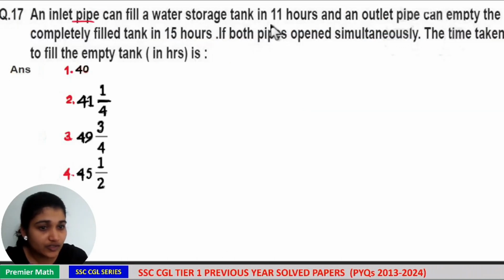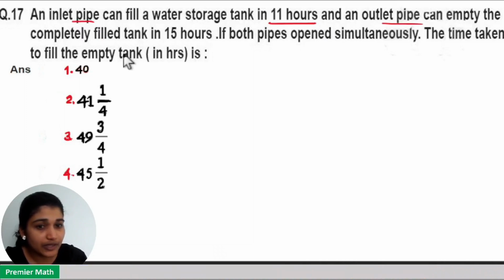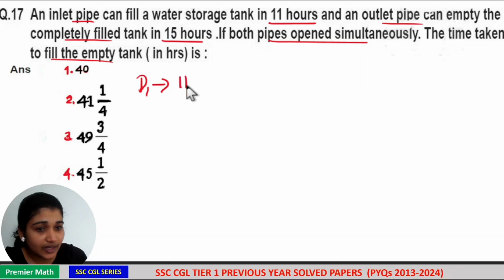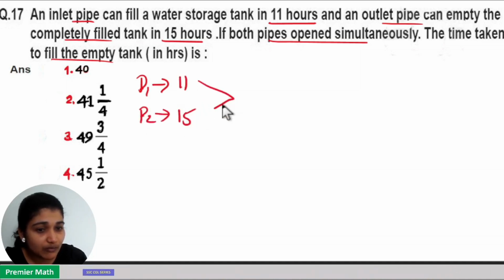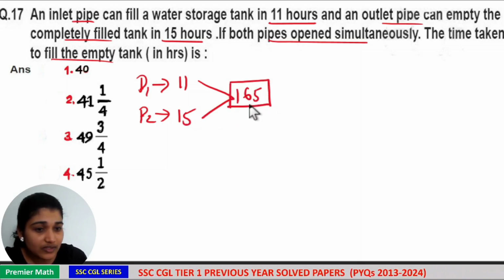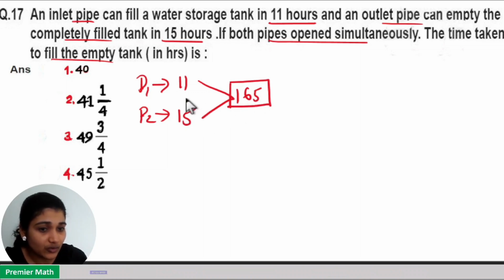An inlet pipe can fill a water storage tank in 11 hours and an outlet pipe can empty a completely filled tank in 15 hours. If both pipes are open simultaneously, the time taken to fill the empty tank is. Here, pipe 1 can fill the tank in 11 hours and pipe 2 can empty the tank in 15 hours. Take the LCM. LCM of 15 and 11 is 165. So here the total capacity of the tank, or work, is equal to 165 units. Now, 11 goes 15 times in 165 and 15 goes 11 times in 165.